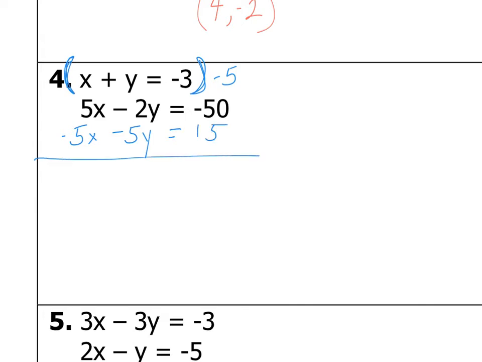Here's where we've got to figure out, okay, my x's are 5 and -5, so opposing signs, opposite signs mean we add. 5x plus -5x cancels out. -2y plus -5y is -7y. -50 plus 15 is -35.